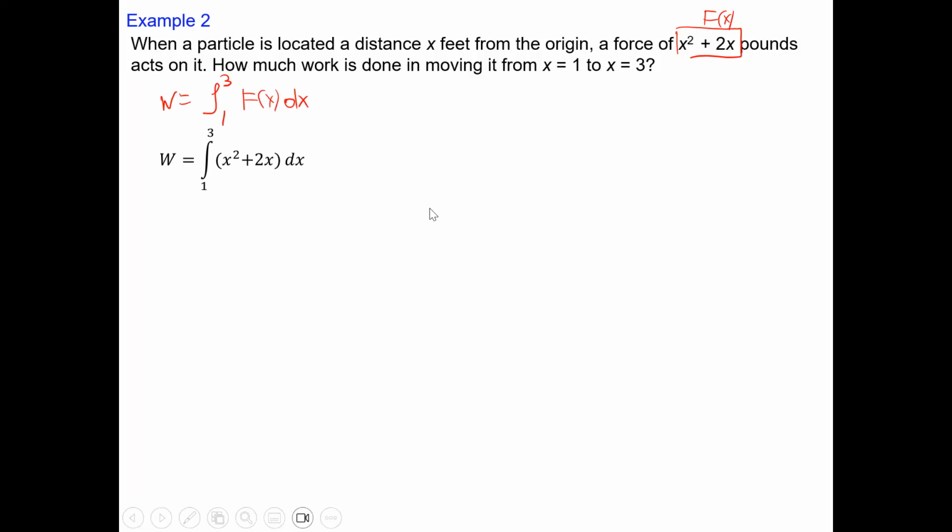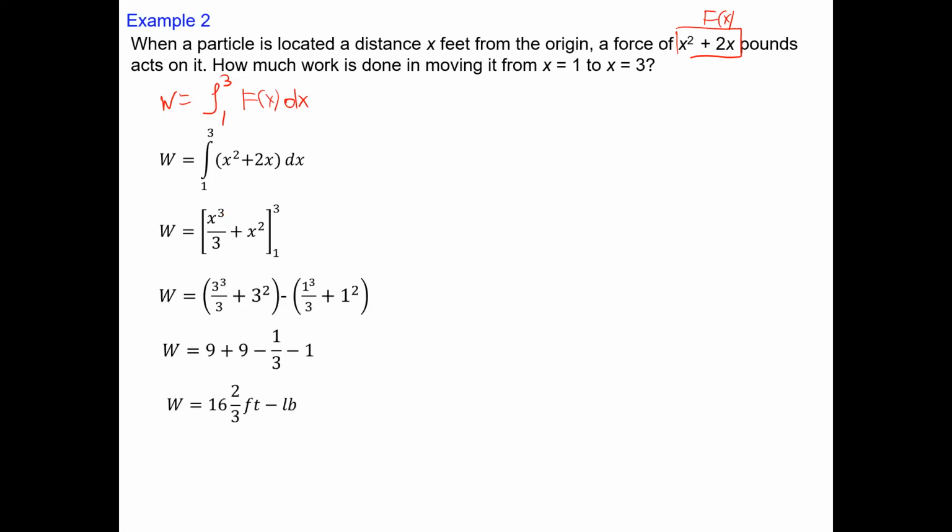Then the change in force is calculated. Okay, so simple. We know how to integrate this. That's the integral, that's the evaluation. And then we have 16 2/3 foot-pounds. Okay, but that's in imperial units. Let's look at the next example.